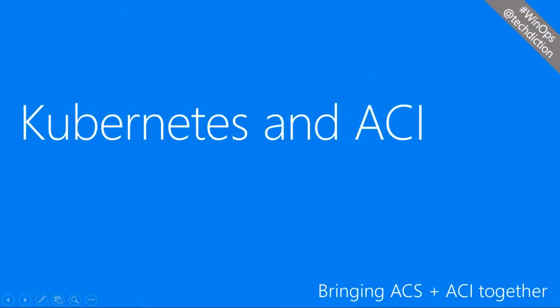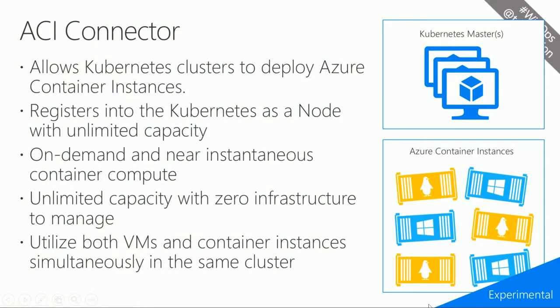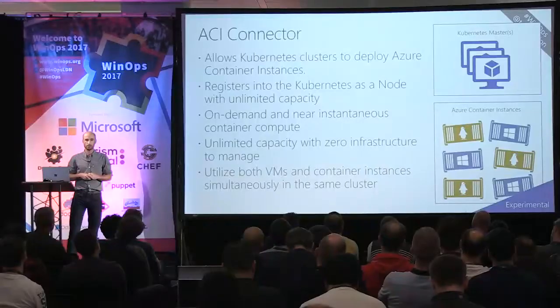So on there, we're running containers on a virtual machine. But I showed you Azure Container Instances before, so why can't we get the two to work together? Well, the answer is yes, we can. So we have this ACI Connector. This is very much experimental. It's a project on GitHub. And what this does is allow Kubernetes to deploy to Azure Container Instances. So we no longer need VMs for our agents.